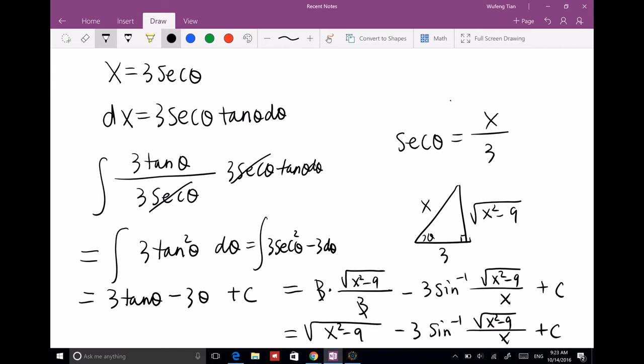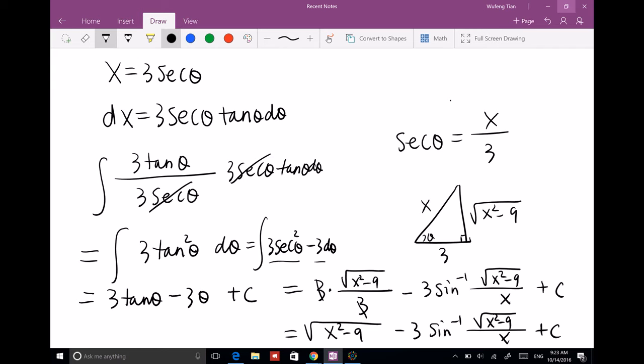3 tangent, you change it into secant minus 1. So it's 3 tangent, you got 3 secant minus 3 theta. Then change the theta back into x. Did you get the same thing, everyone?